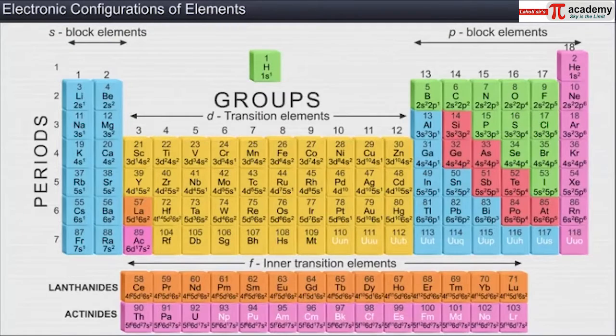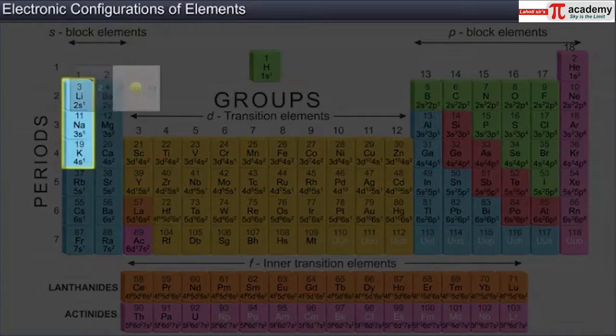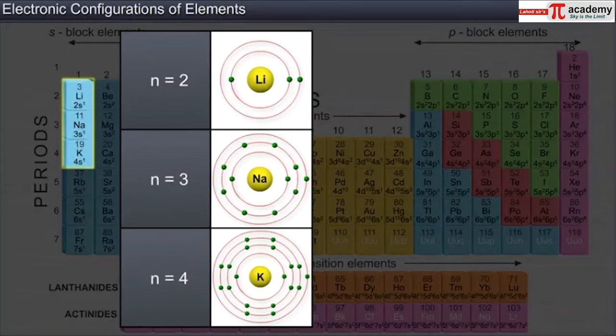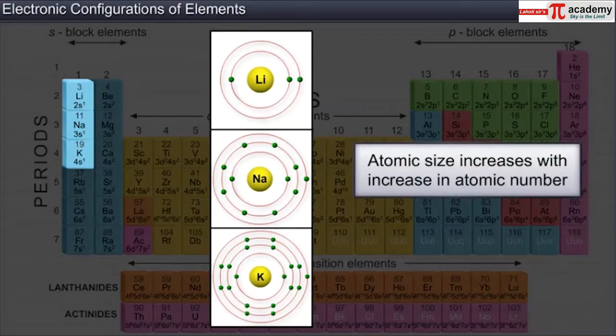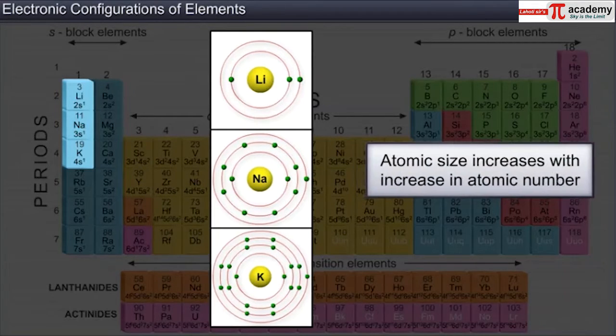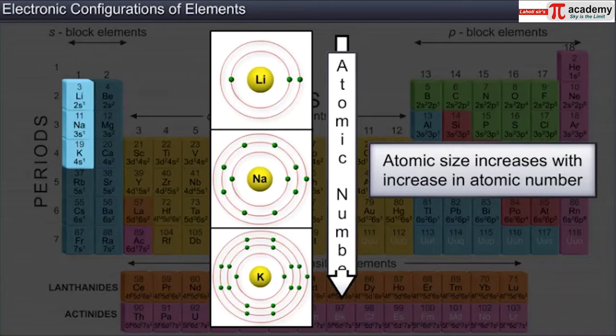However, the principal quantum number increases as we go down a group, as the outer shells are more shielded from the nuclear attraction due to additional layer of electrons, and distance from the nucleus as compared to the previous level. This results in increasing atomic size with increase in atomic number.